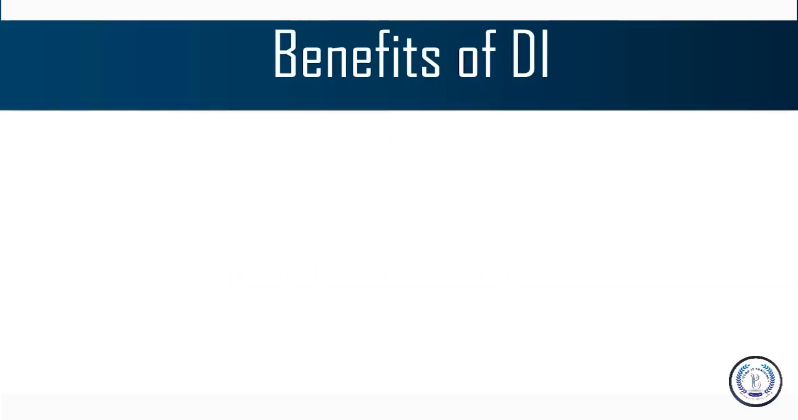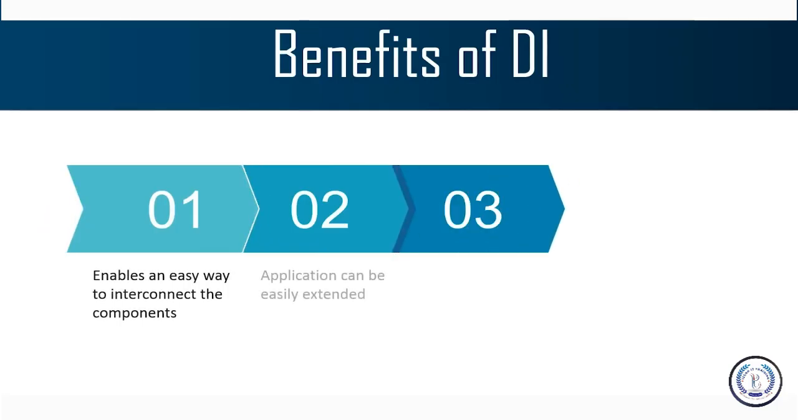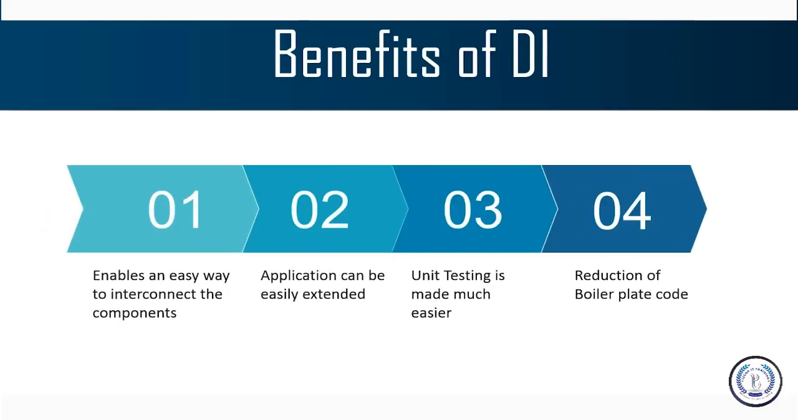So if I have to summarize the benefits of dependency injection, then I would say it enables an easy way to interact with the components. The applications can be easily extended. It makes unit testing much easier and reduces the boilerplate code. So guys, that was all about dependency injection. I hope you've understood what dependency injection is, why it is used, where it is used, how you benefit with dependency injection, and so on. So well, that was about the theory part of dependency injection.